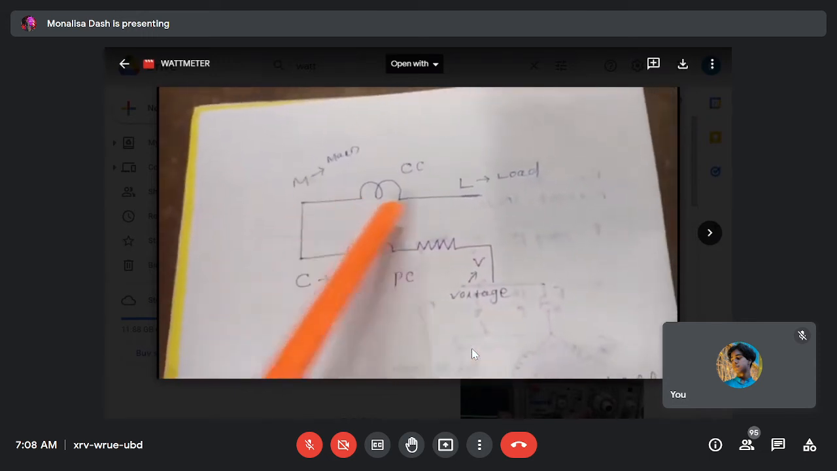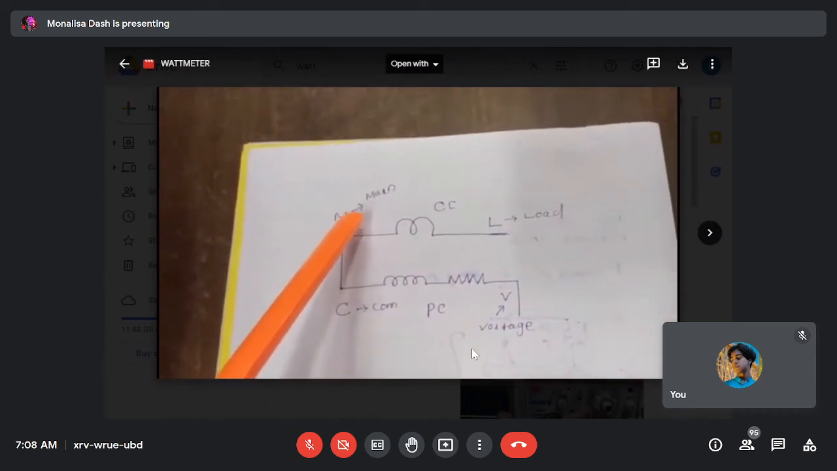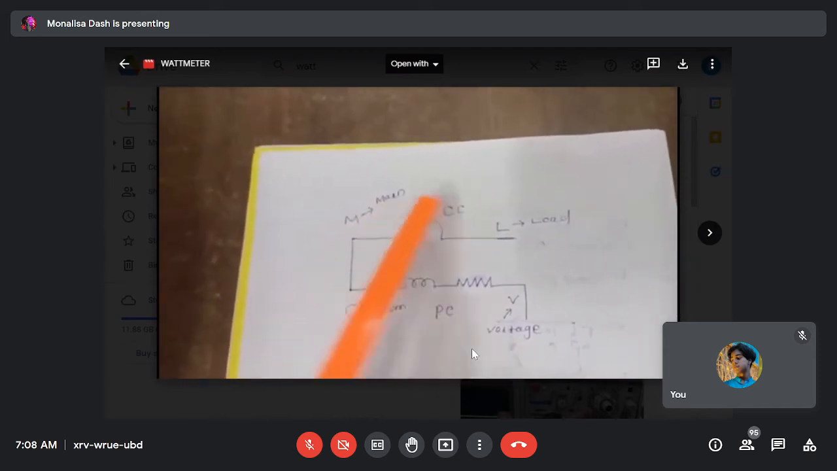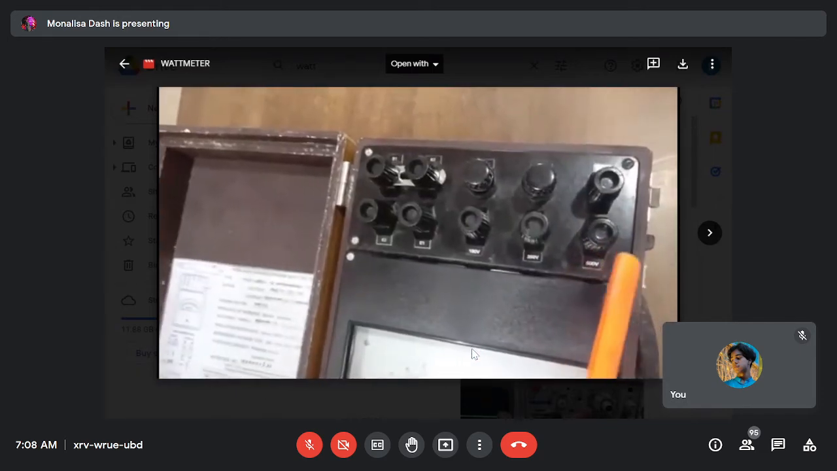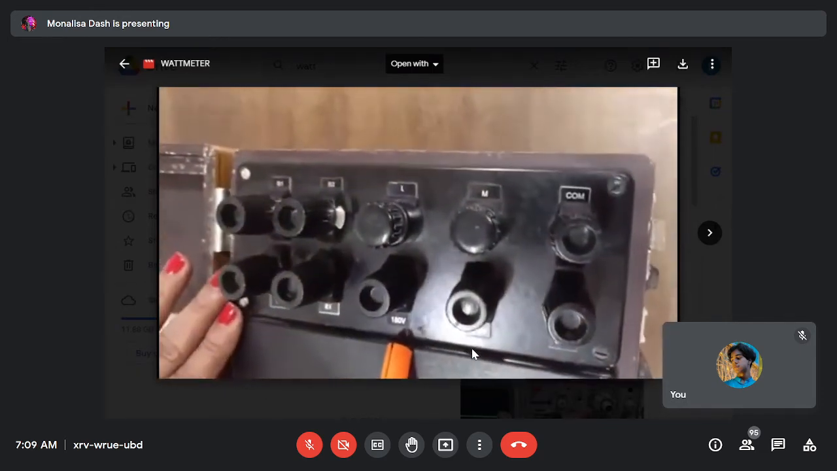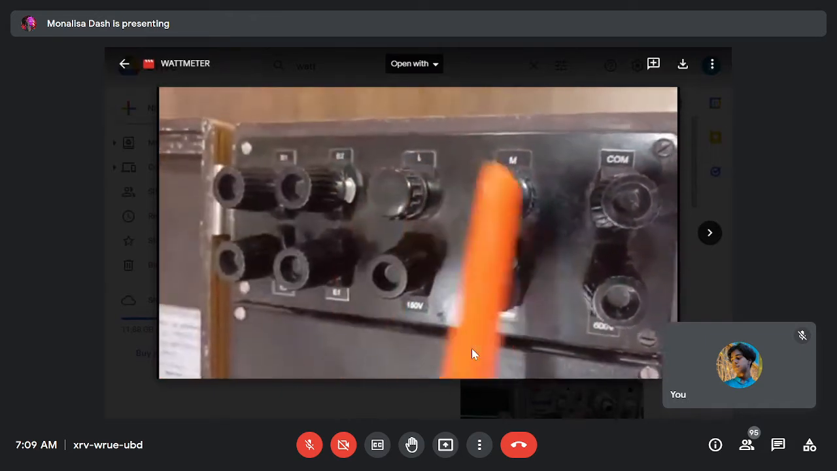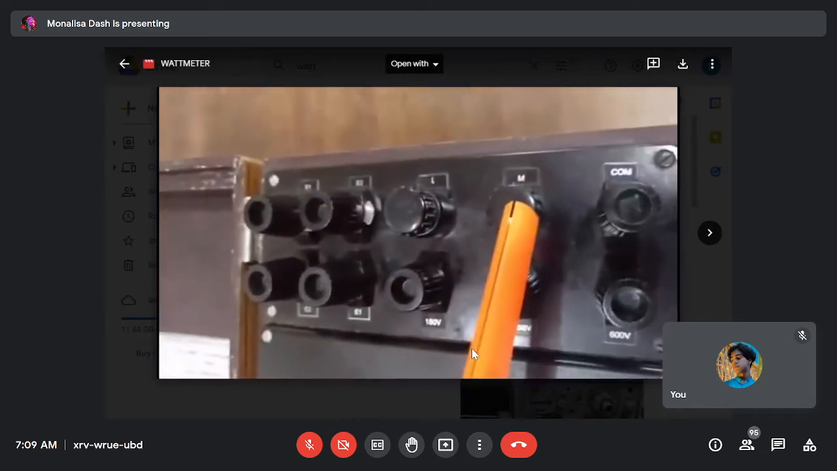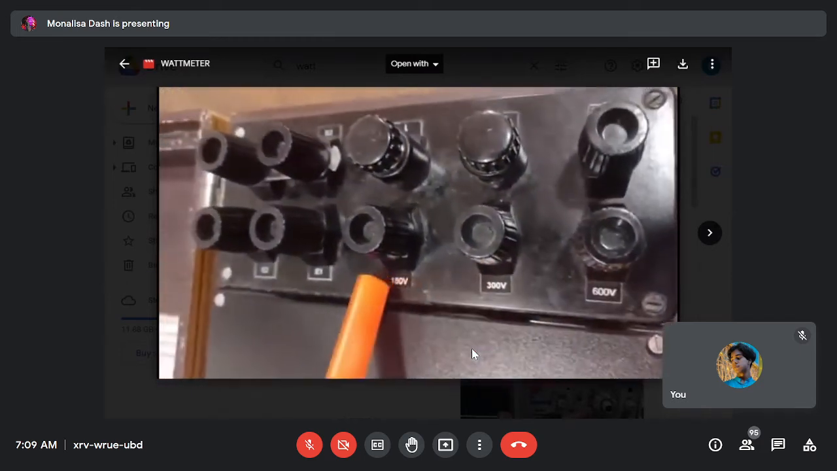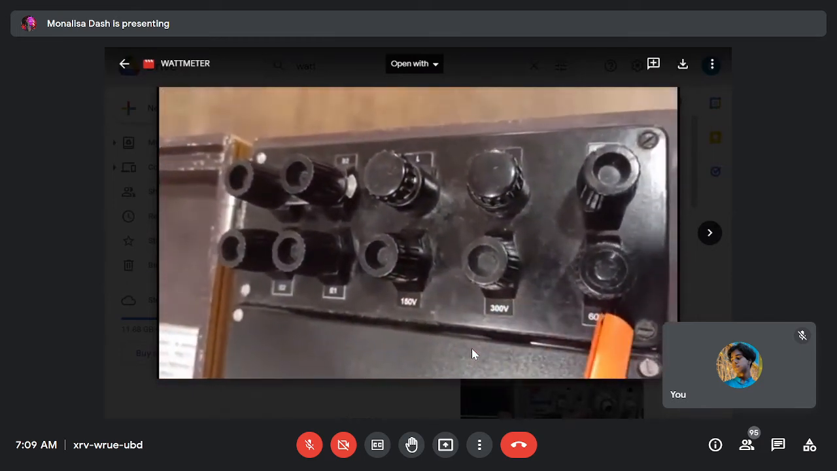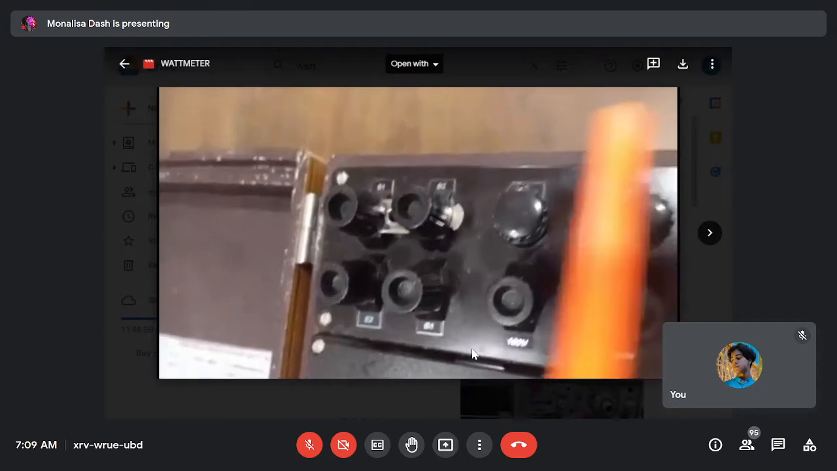So M and L are the two terminals of the current coil. M is main, L is your load, C is common and V is voltage. Students, see, these are our wattmeter terminals. Here you see this is our M, L. These two terminals, M and L, are for the current coil, and here you see COM, it is common, and the voltage. For voltage, three ratings are there, 150, 300 and 600. So this is MLCV.